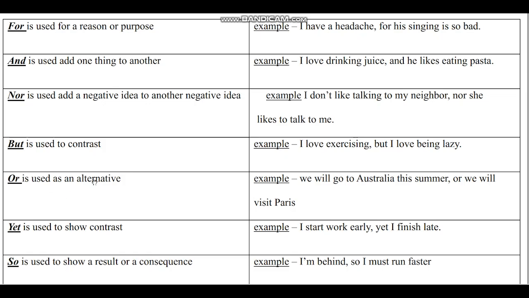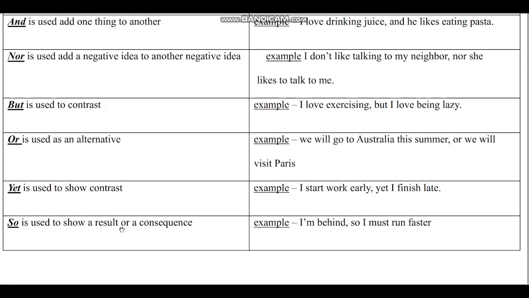Or is used as an alternative where we're listing options. So we will go to Australia this summer, or we will visit Paris. Here we use or to give an alternative for the first clause. Yet is used to show contrast. It's the same as but. For example, I start work early, yet I finish late.